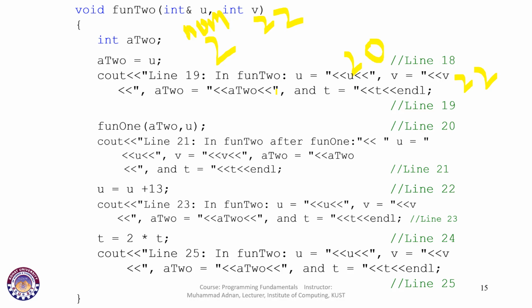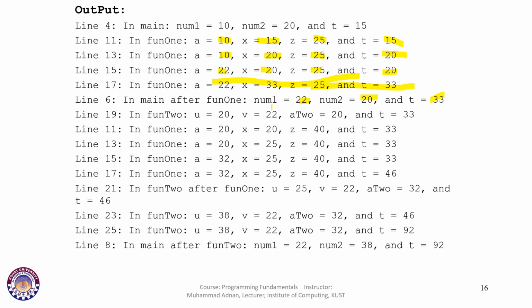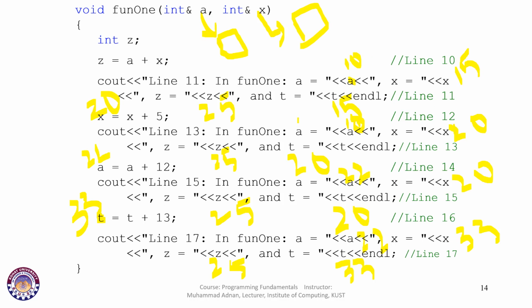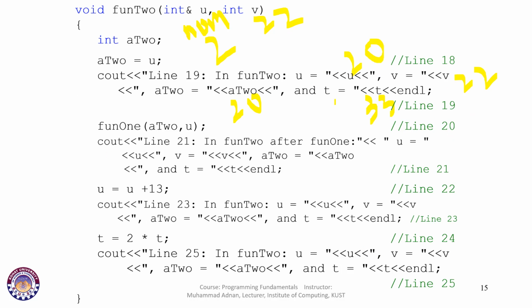So 20, 22, and then a2 is also pointing to u, so it's 20. And what is t? T is global, so it will be 33. So it's 20, 22, 20 and 33.